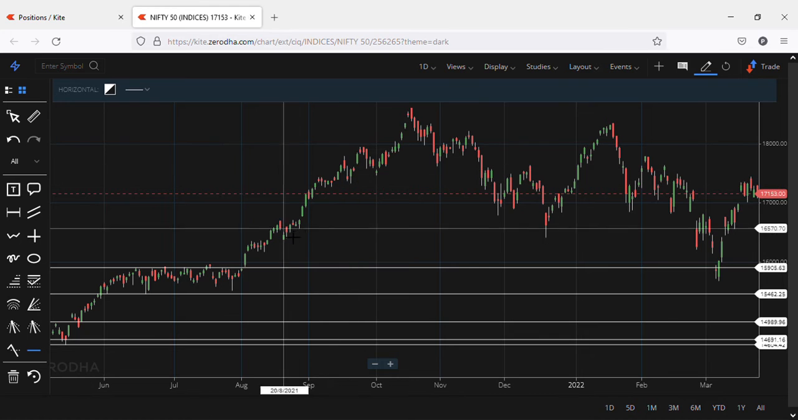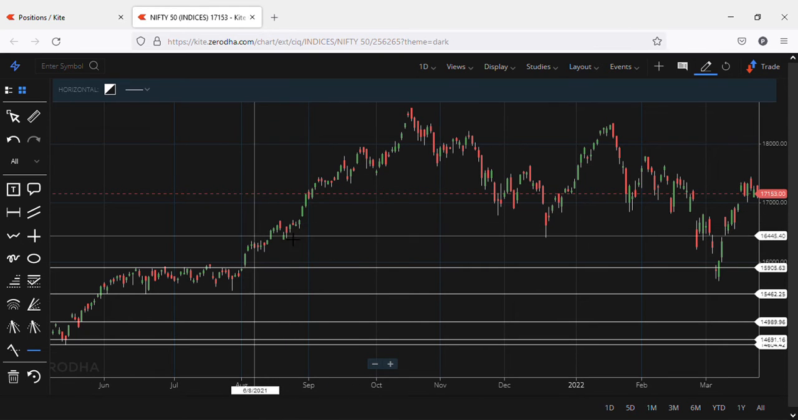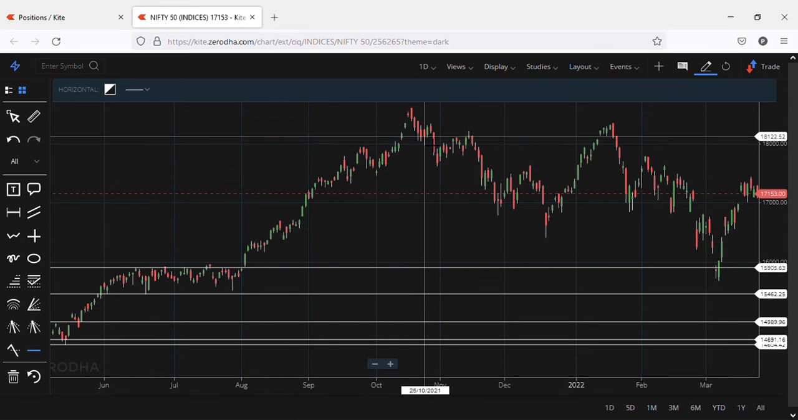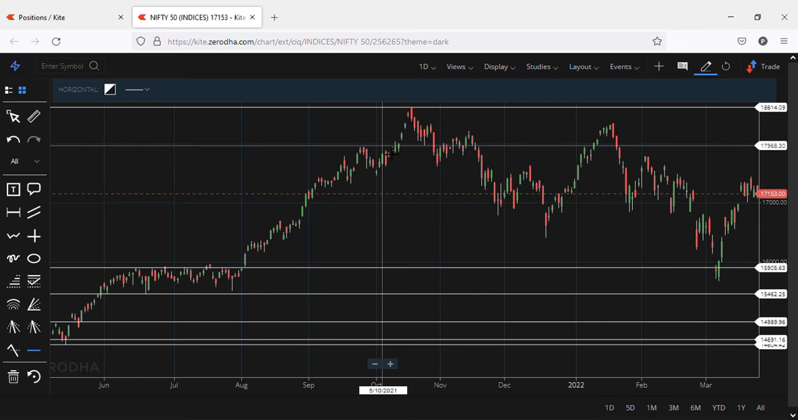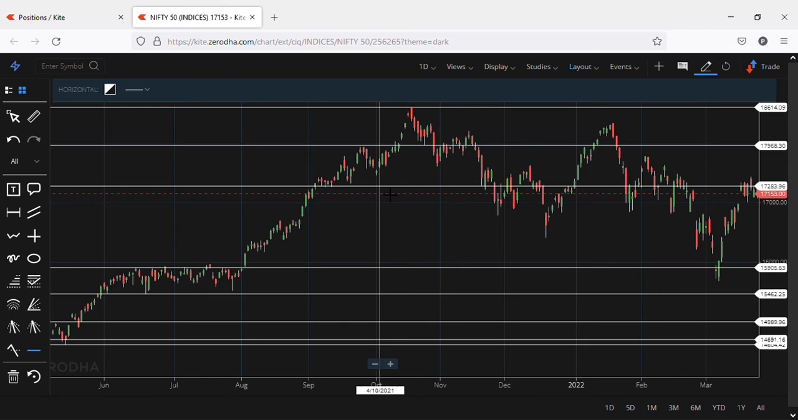So there is no need to draw support and resistances, it's a continued uptrend. After the uptrend, this is a huge resistance faced by the market, and this is another resistance faced by the market. Where we can see the market supported multiple times, we can take it as a support. See here, this is multiple times the market has taken support, and here also, multiple times.